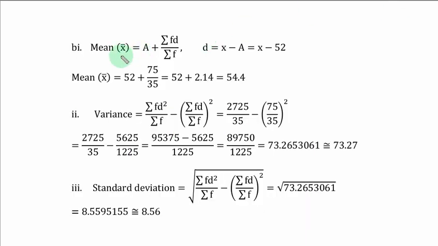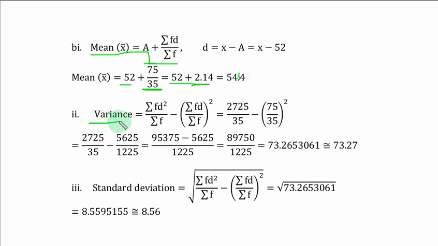B part of the question, find the mean, and we are using the assumed mean approach. You have it in this form. The assumed mean is 52 from the question. Summation fd from the table, 75. Summation f from the table, 35. If you divide this, you have 2.14. So we have 52 plus 2.14, and that is 54.14.